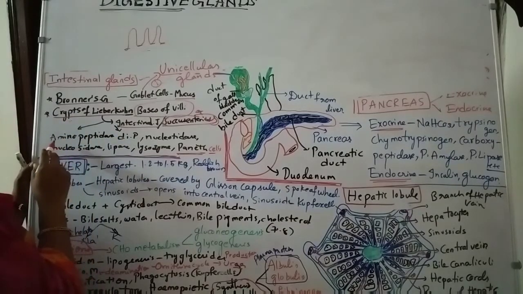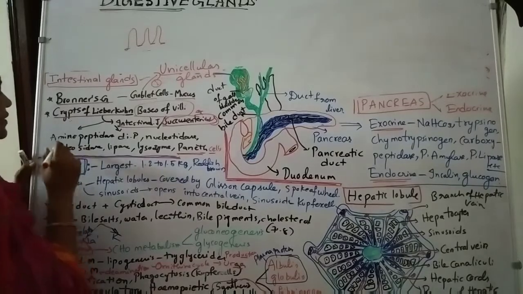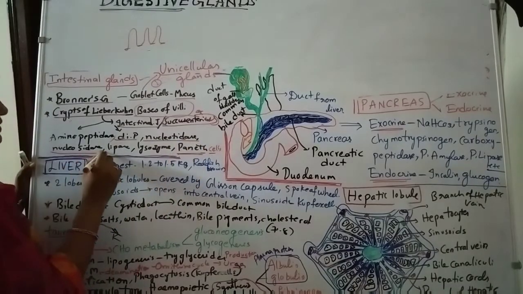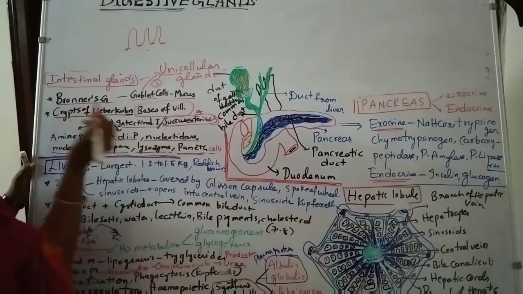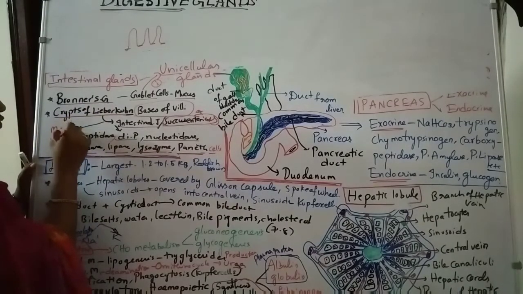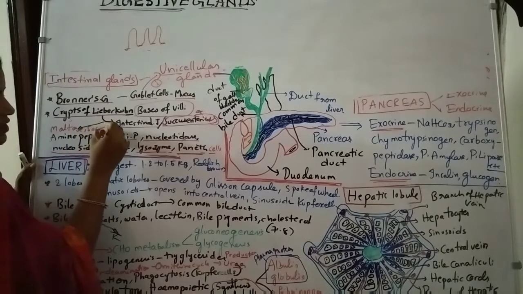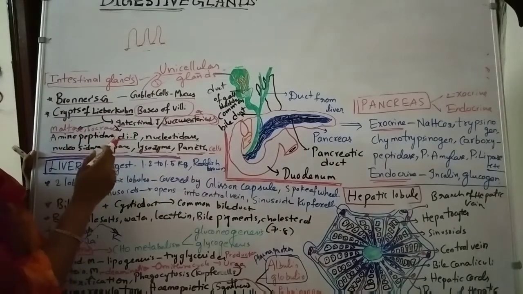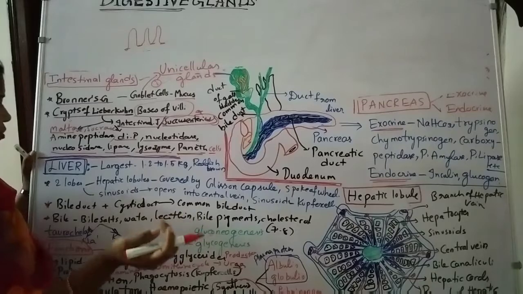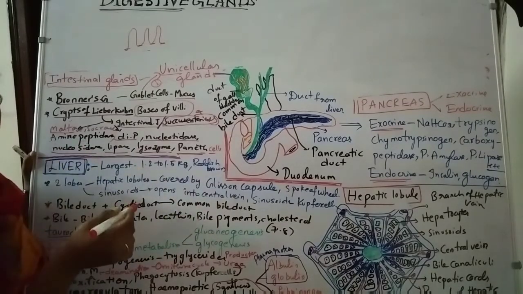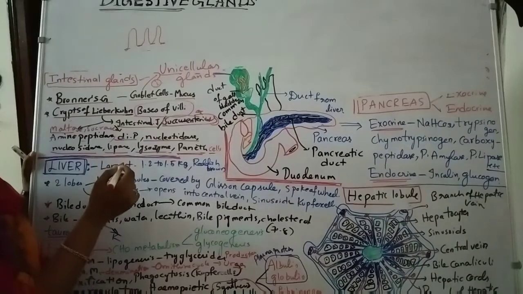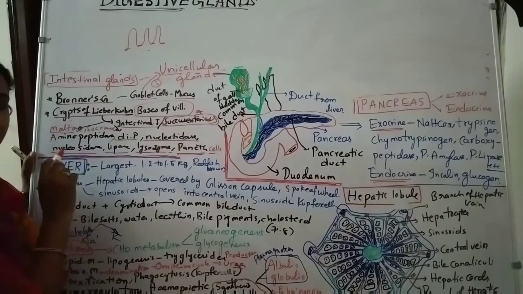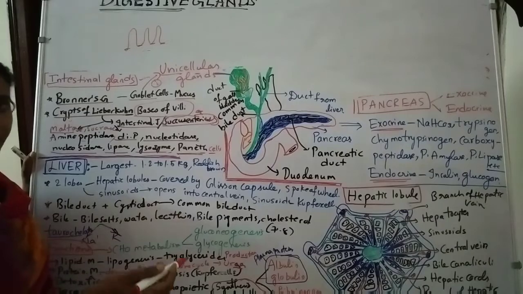And what enzymes are released by the crypts of Lieberkühn? See here: aminopeptidase, dipeptidase, nucleotidase, nucleosidase, lipase, lysozyme, and also maltase and sucrase. These enzymes are responsible for carbohydrate digestion. Maltase is responsible for maltose breakdown, sucrase for sucrose breakdown into glucose molecules, and aminopeptidase converts proteins into peptides. Nucleotidase breaks nucleotides down into nucleosides, and after that nucleosides also break down into sugar and phosphate molecules.